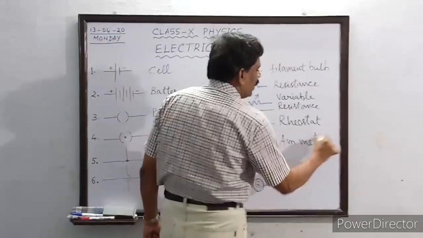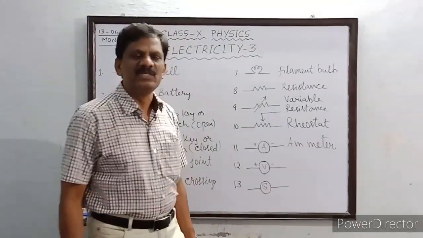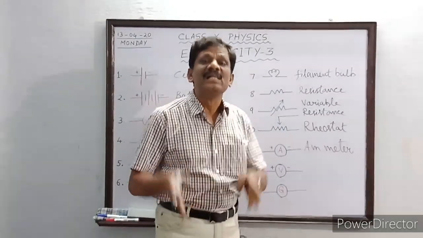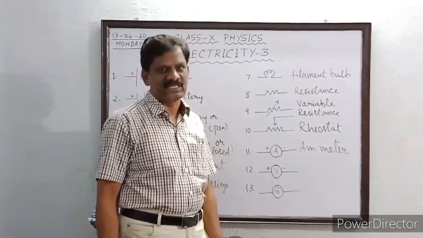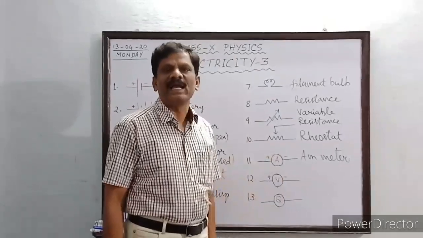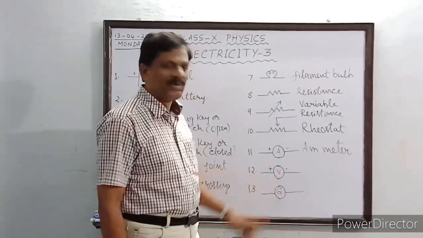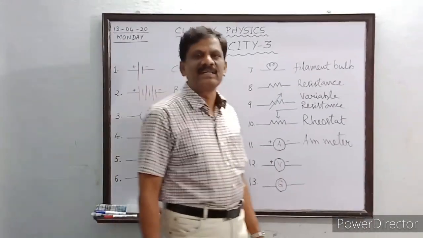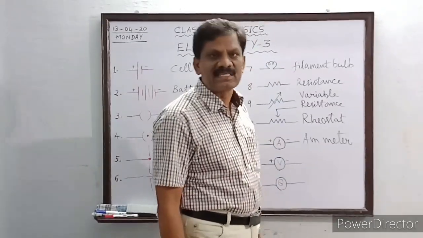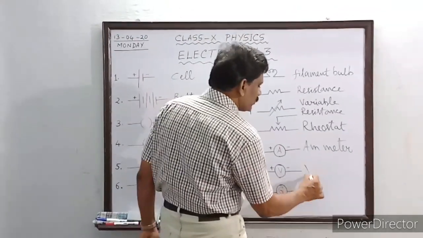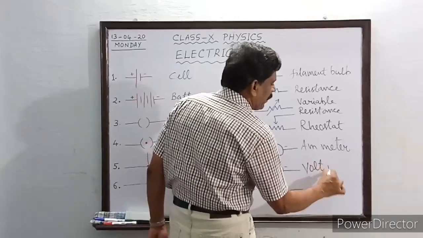So this one is ammeter. And the next one, the instrument which is used to measure the potential difference across the conductor, is denoted by capital V. So V is the potential difference. The potential difference can be measured by the instrument called the voltmeter. So this one is voltmeter.